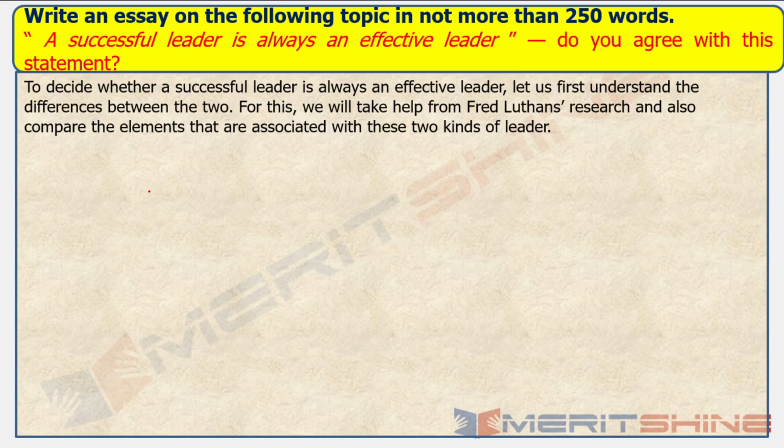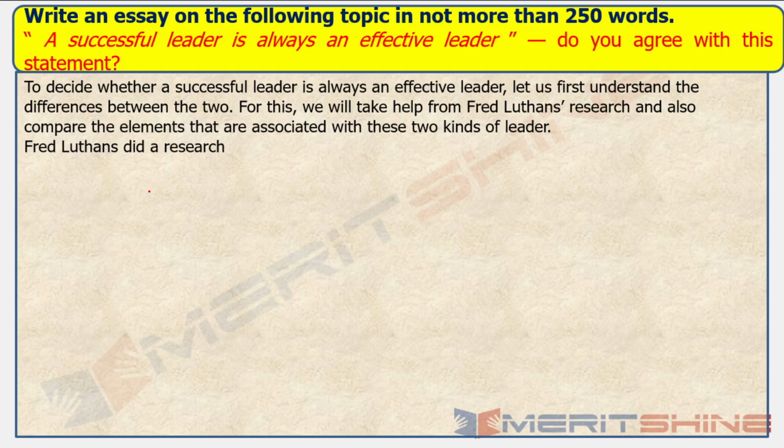Let me show this to you. So this is the introduction. In the introduction, I made it very clear that I am going to take two approaches, and on the basis of them, I would decide. I made it very clear that I'm not going to decide now. Let me give you the data first, and then I'll decide. So, Fred Luthans' research first.